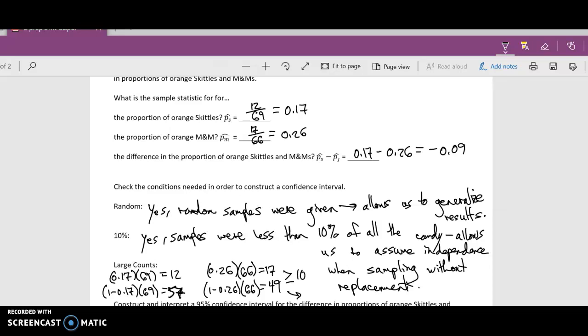So what does this do? This allows us to use the normal distribution. Okay, so when I say they're all greater than or equal to 10, this guy's greater than or equal to 10, this guy's greater than or equal to 10, this guy's greater than or equal to 10, and this guy's greater than or equal to 10. And that's a must. Otherwise, we can't use the normal distribution.